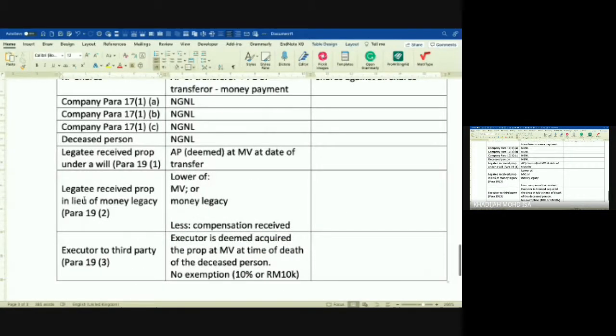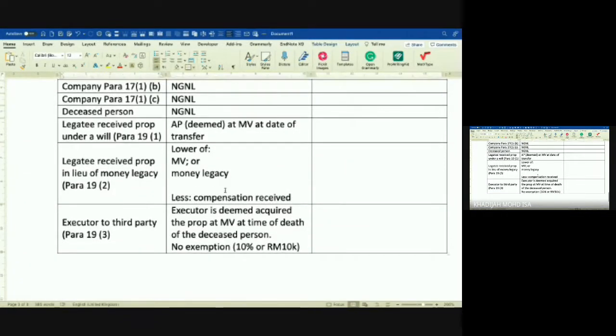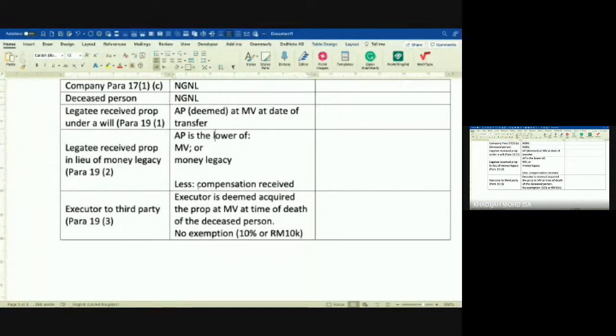But if the legacy is received as property in lieu of a money legacy, instead of receiving money, you receive property, then the acquisition price of the property will be the lower of the market value or the money legacy. What it means is, you are talking about distribution of wealth. If a person passed away and has a property, instead of receiving cash, you receive a property in lieu of money. So you must know what the acquisition price of the property will be. It will be the lower of the market value, or, if you didn't receive the property, how much money you would have received. But if you also have other compensation received on the property, then that will also be reduced. So your AP will be lower, and more likely you have to pay more tax.